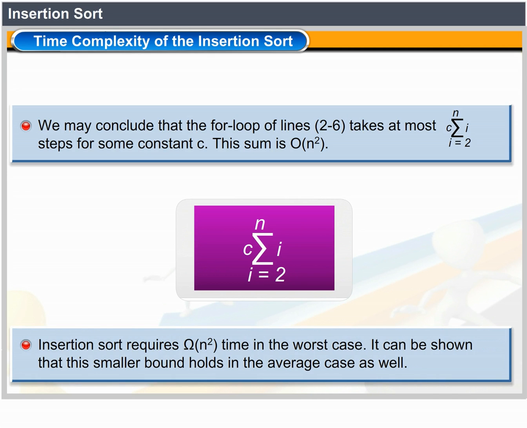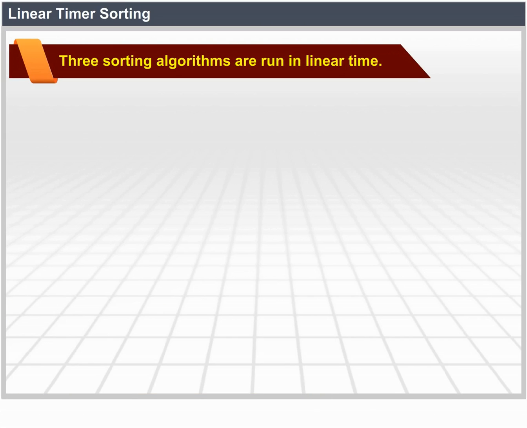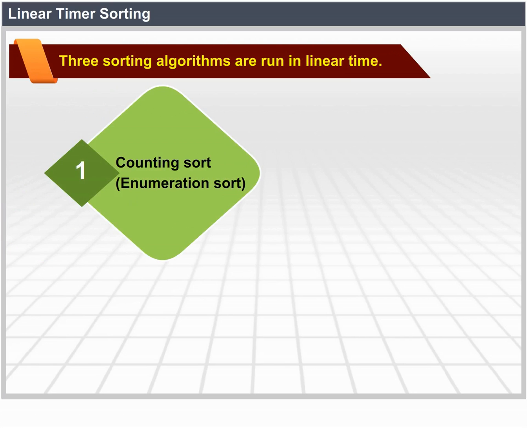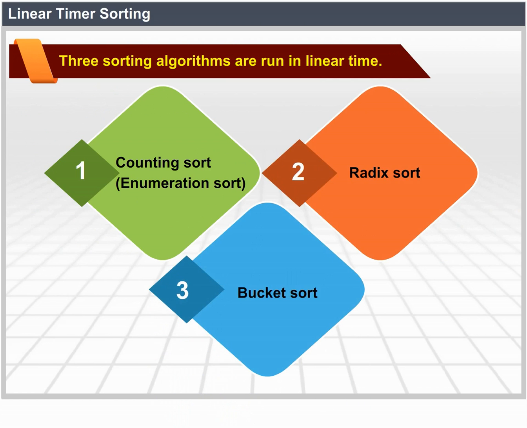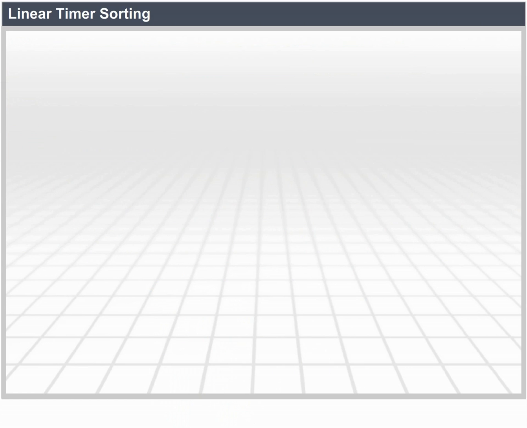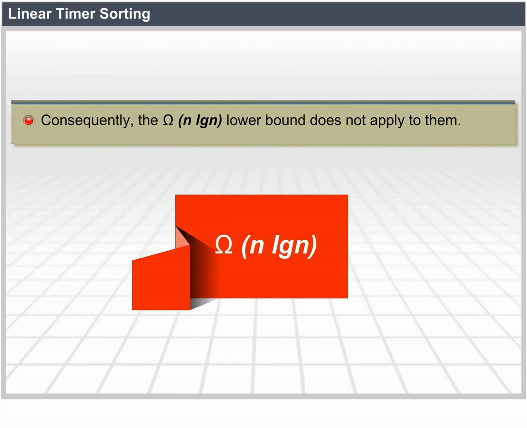Linear time sorting. Three sorting algorithms run in linear time. First one is counting sort or enumeration sort. Second one is radix sort. Third one is bucket sort. Of course, these algorithms use operations other than comparisons to determine the sorted order. Consequently, the Ω(n log n) lower bound does not apply to them.